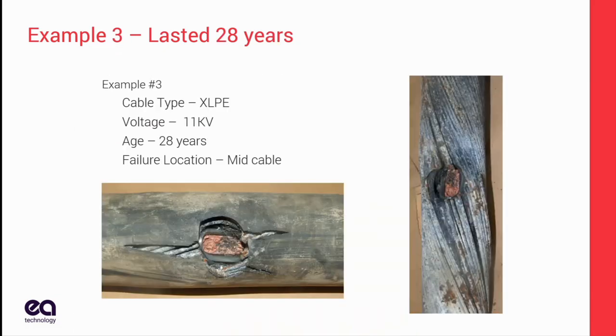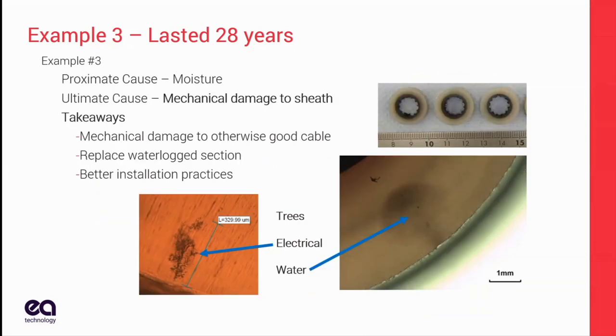The last example in here is a midspan failure. This was a cable that lasted 28 years, which is good. It's not fantastic, but it's good. And it failed in the middle of the cable. When we did the examination and took some micrographs of it, we saw both electrical trees and water trees in the insulation. Now, these were leading to discharge, which eventually caused a failure.